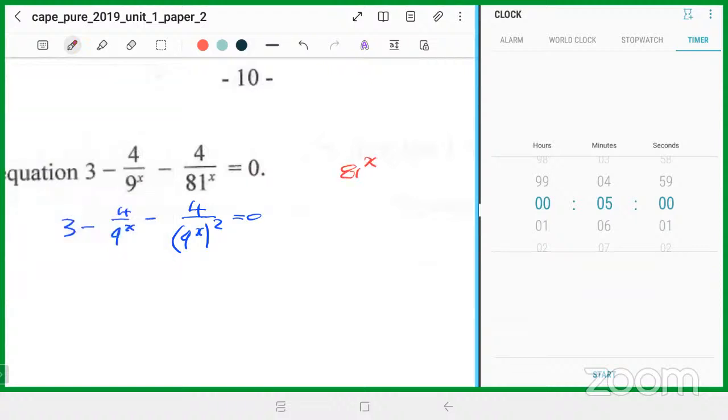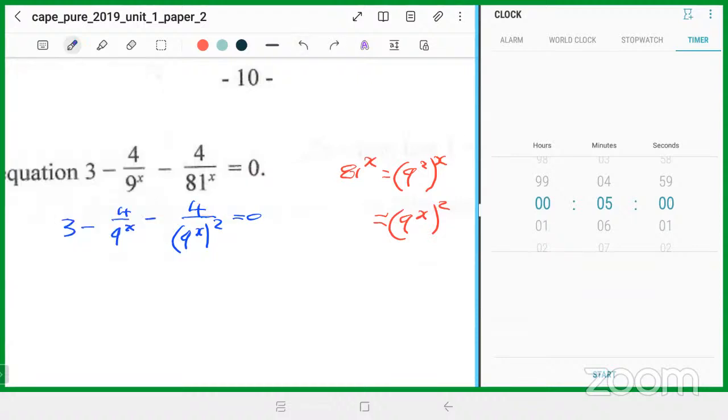81 to the x is the same as 9 squared to the x. This is 2x, but it can be switched around and written as 9 to the x squared. The product is still 2x. So that's how I end up with that there. Then I can multiply through now by this denominator.